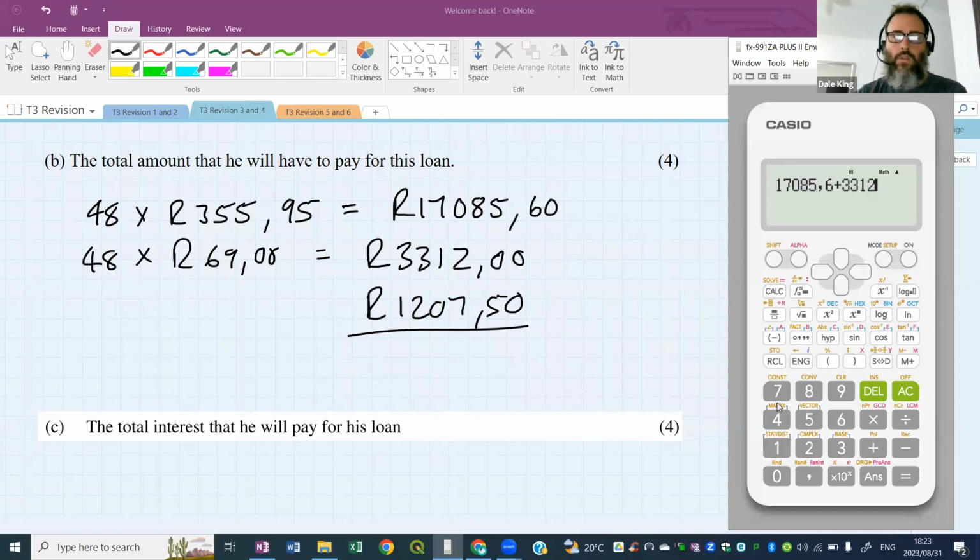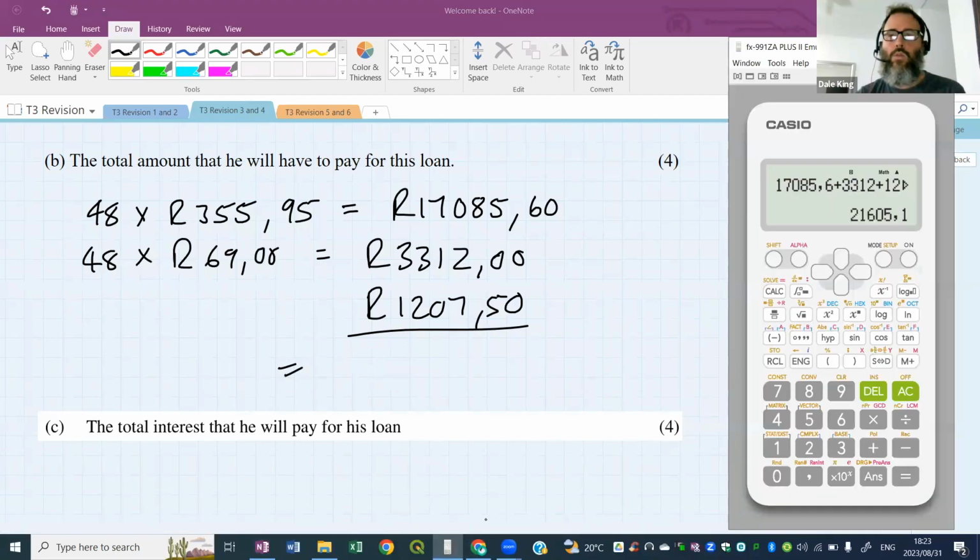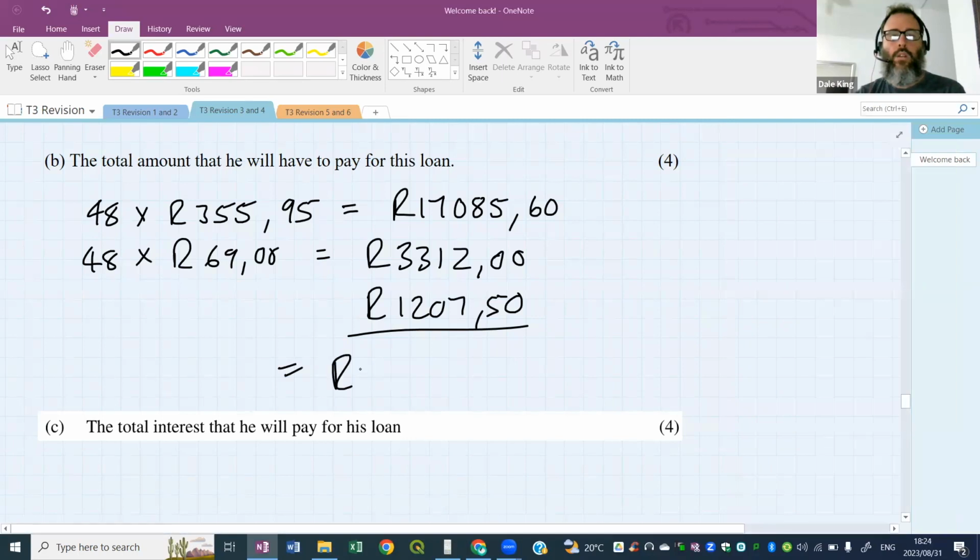So 3312 plus 1207.5. And that gives us a total. I'm doing it vertically, but you guys will do it in a line. All right. So 21605.1. All right, you all happy with that?